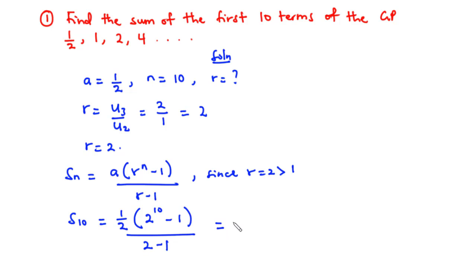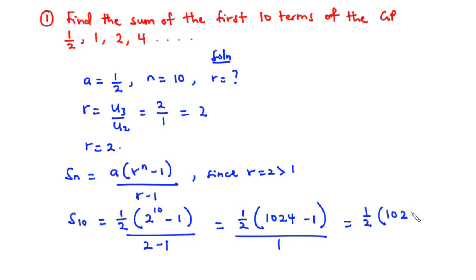Now this is equal to 1 over 2 times 2 exponent 10 minus 1 divided by 1. Now 2 exponent 10 is 1024. And this is the same as 1 over 2 times 1024 minus 1, which gives 1023. Therefore, we have the sum of the first 10 terms of this GP to be 1023 divided by 2.